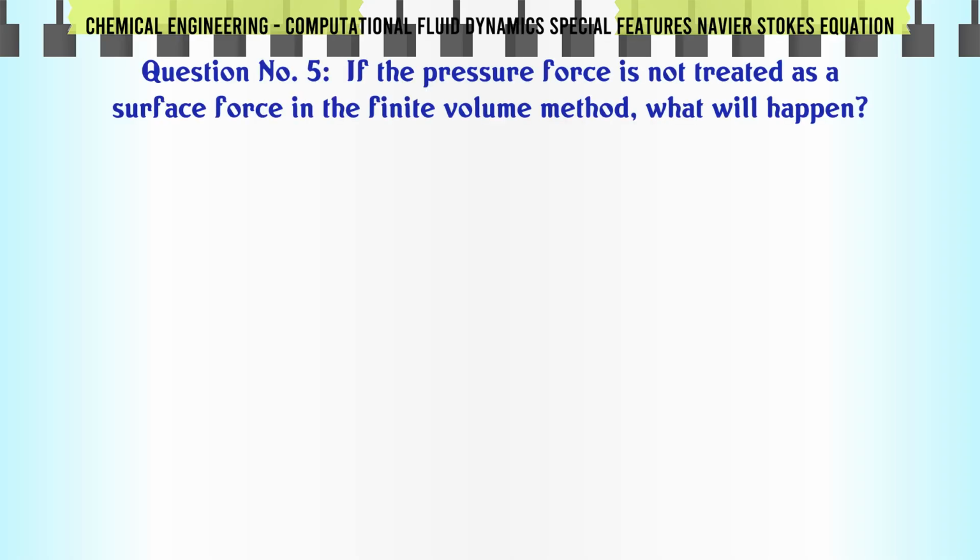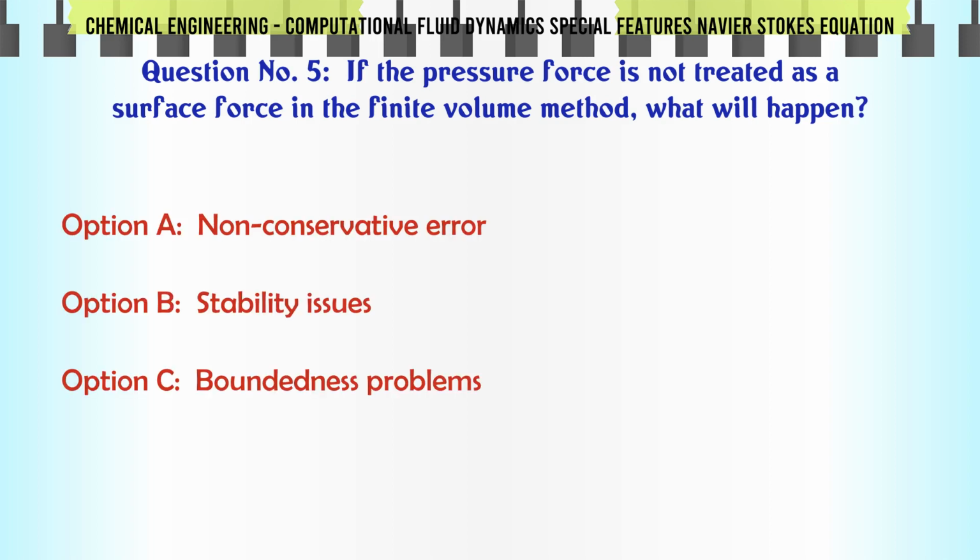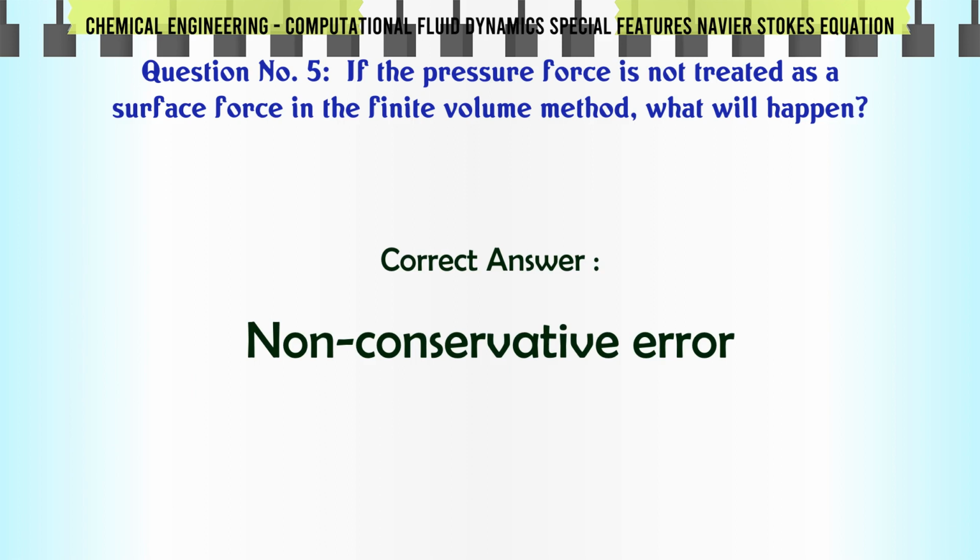If the pressure force is not treated as a surface force in the finite volume method, what will happen? A. Non-conservative error. B. Stability issues. C. Boundedness problems. D. Convergence issues. The correct answer is non-conservative error.